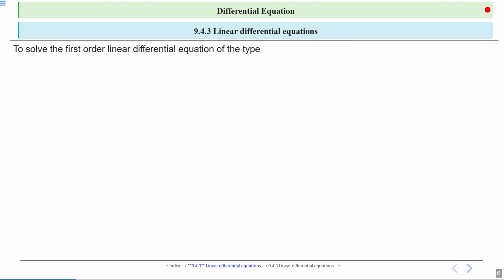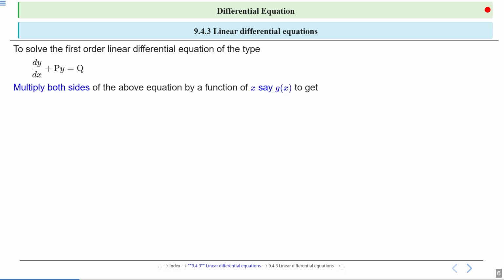Now we see the method of how to solve a first order linear differential equation of the type dy/dx + Py = Q. So if we have a linear differential equation of this type, what is the procedure to solve this differential equation?